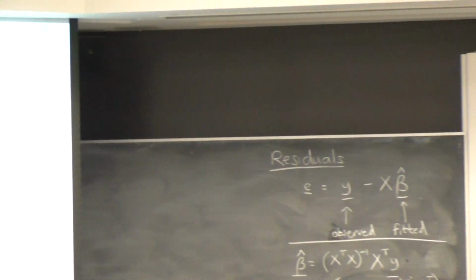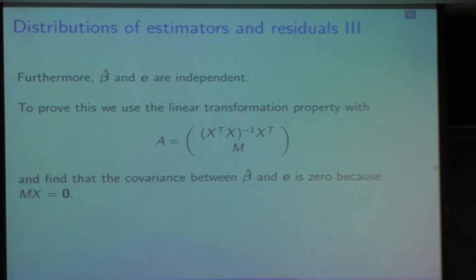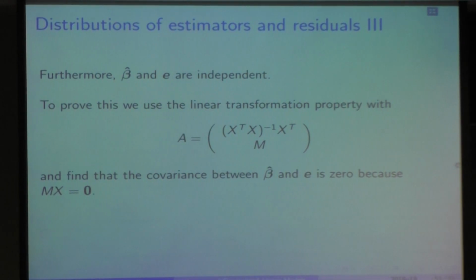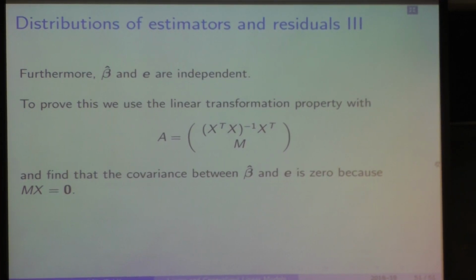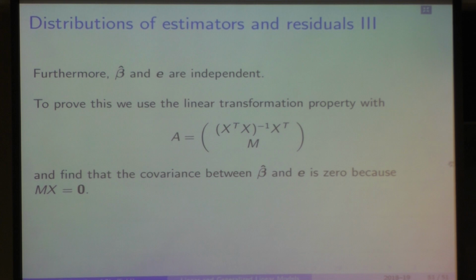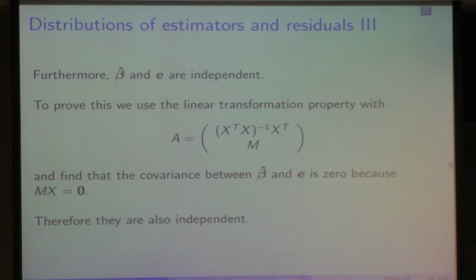Okay? Because these have multivariate normal distributions, and normality is preserved by linear transformation, that tells us that they're actually independent. If components of multivariate normal distributions have covariance 0, they are in fact independent. Okay, so that shows us that beta hat and E are independent random variables.